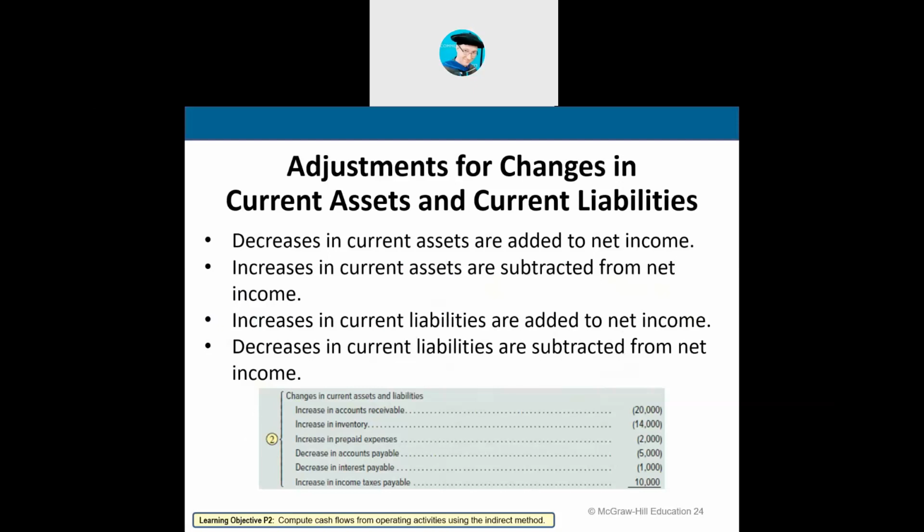If there's a decrease in current assets, we add to net income. We also add to net income when there's an increase in current liabilities. If there's an increase in current assets, we subtract from net income. And if there's a decrease in current liabilities, we subtract from net income, using the indirect method.